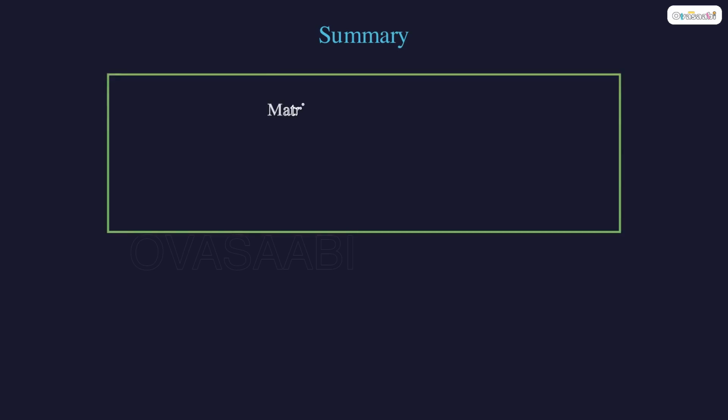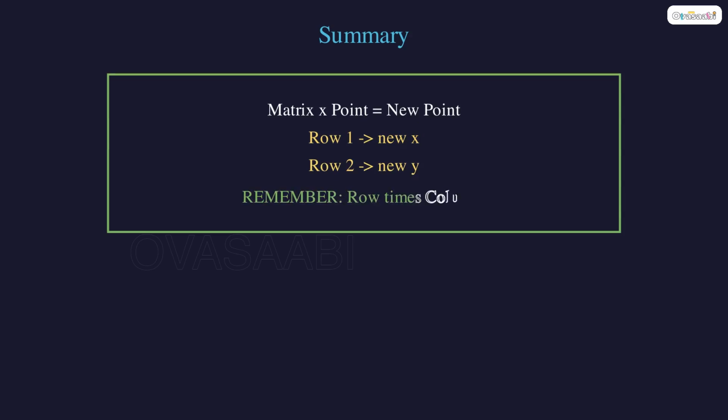Summary: multiply matrix times point to get new point. First row gives new x coordinate, second row gives new y coordinate. Always row times column order.